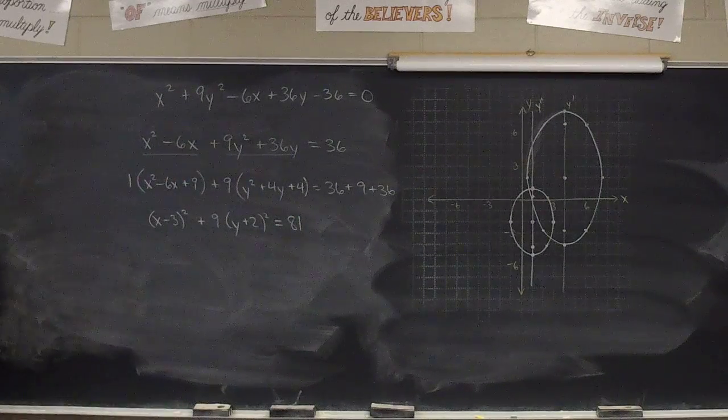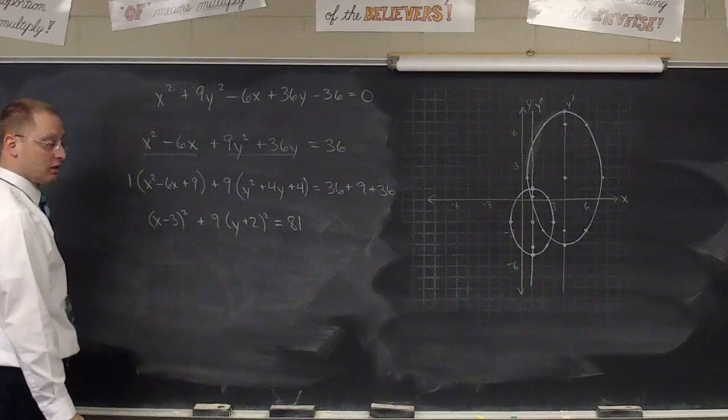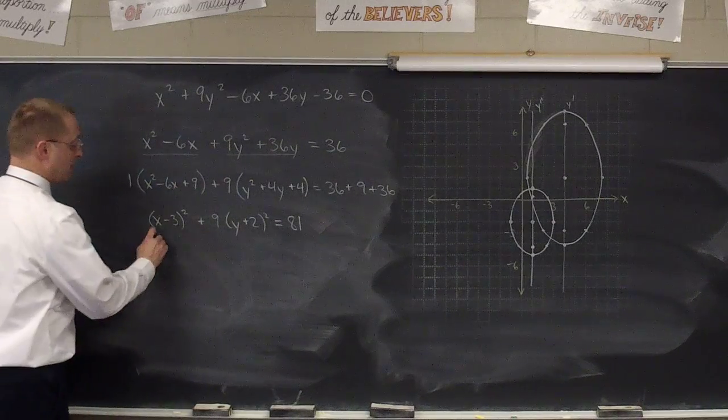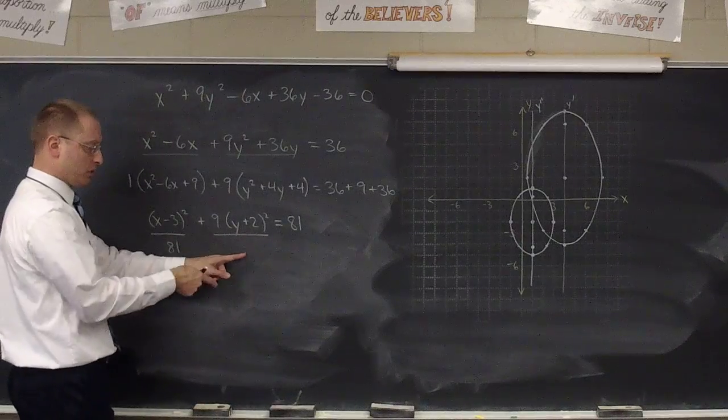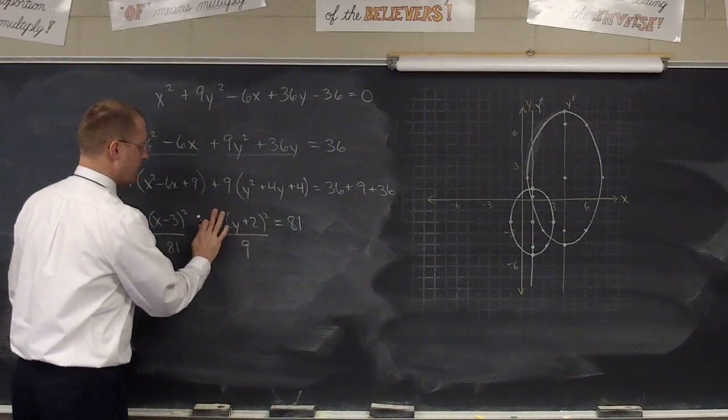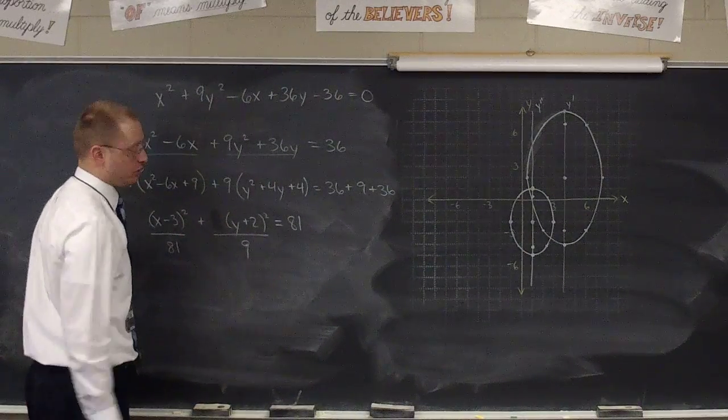All right, then what, Quentin? Divide everything by 81. Of course, that'll be over 81. Here, if I divide by 81, I'm going to cancel to get a 9 in the bottom. And then, of course, over here, I just get equal to 9.